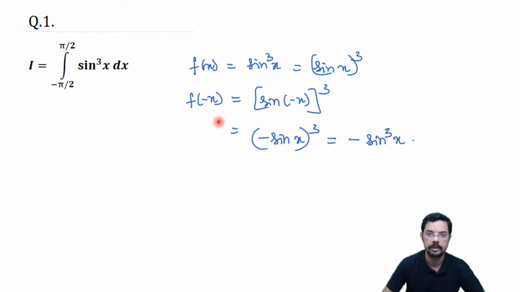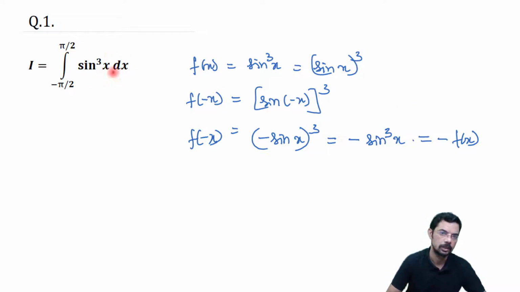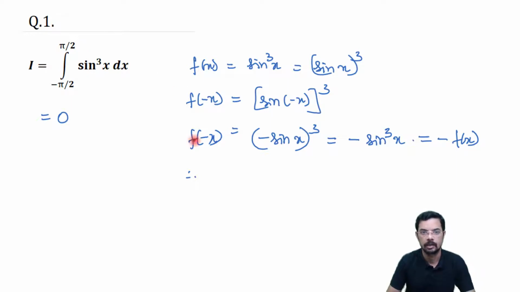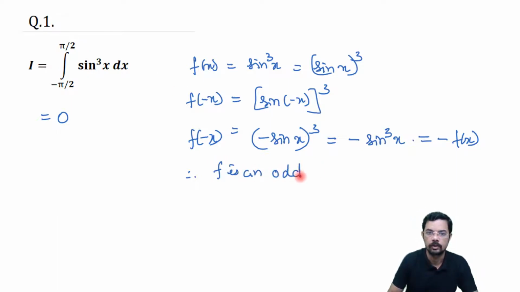So f of minus x is equal to minus of f of x. So here this is an odd function. Therefore sine cube x is an odd function, and therefore the value will be 0. That's it, the value will be 0. This is the reason: f is an odd function.